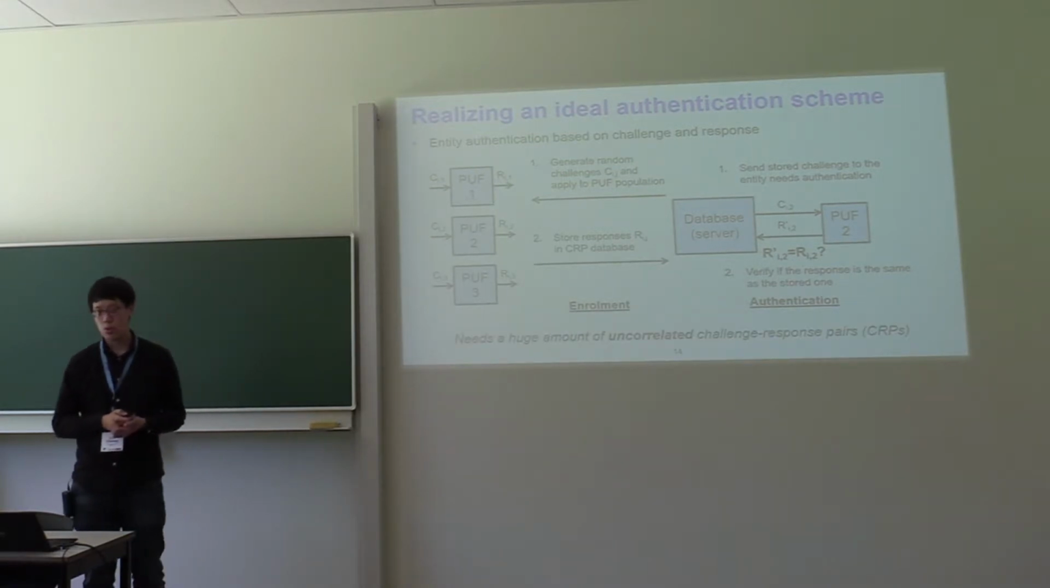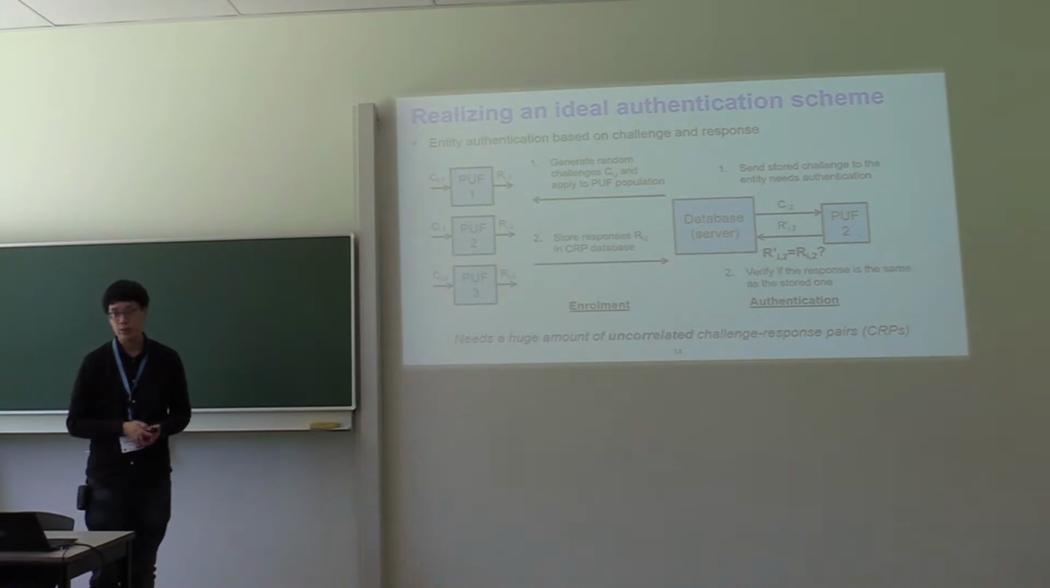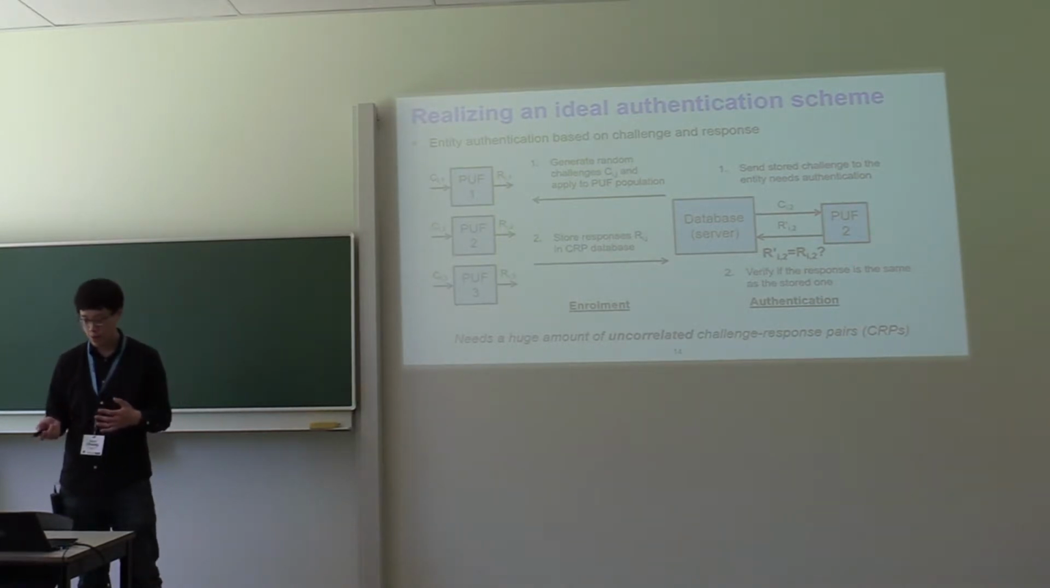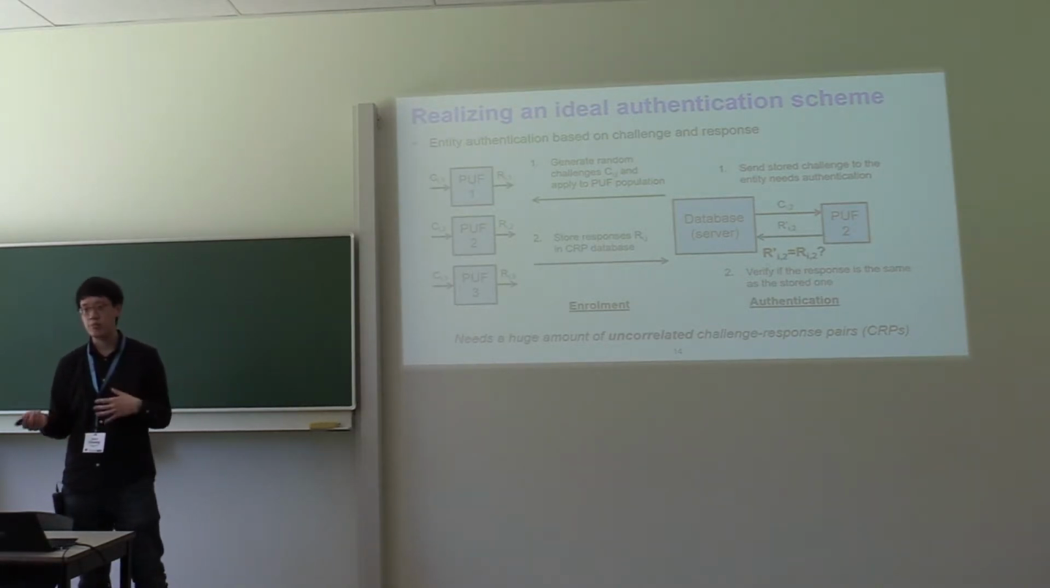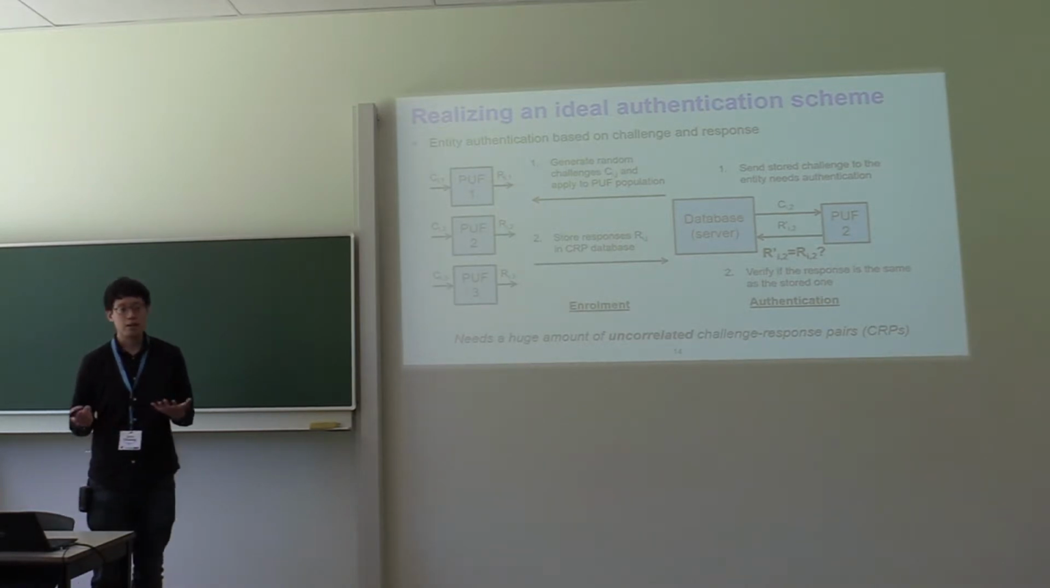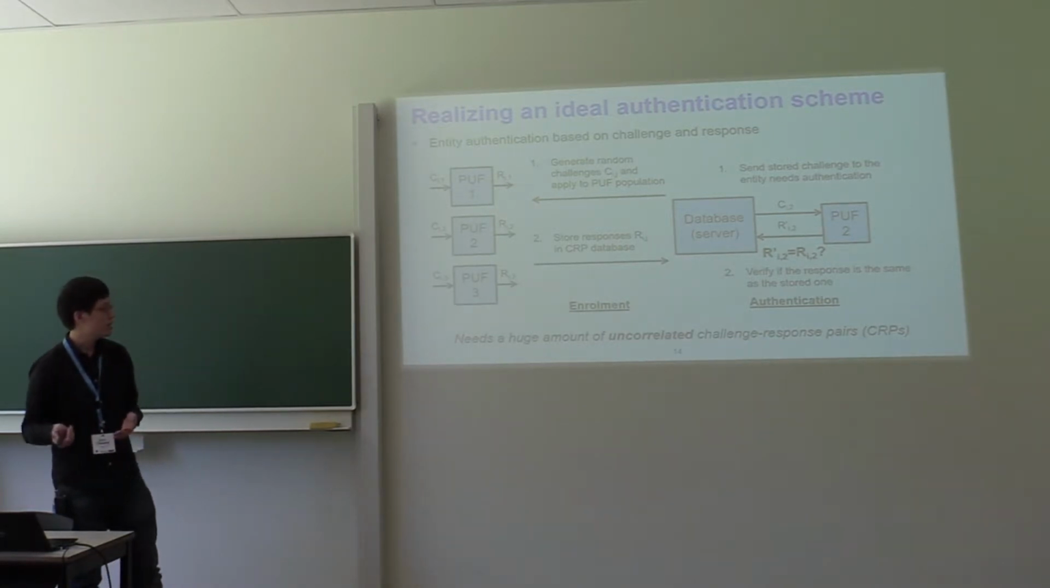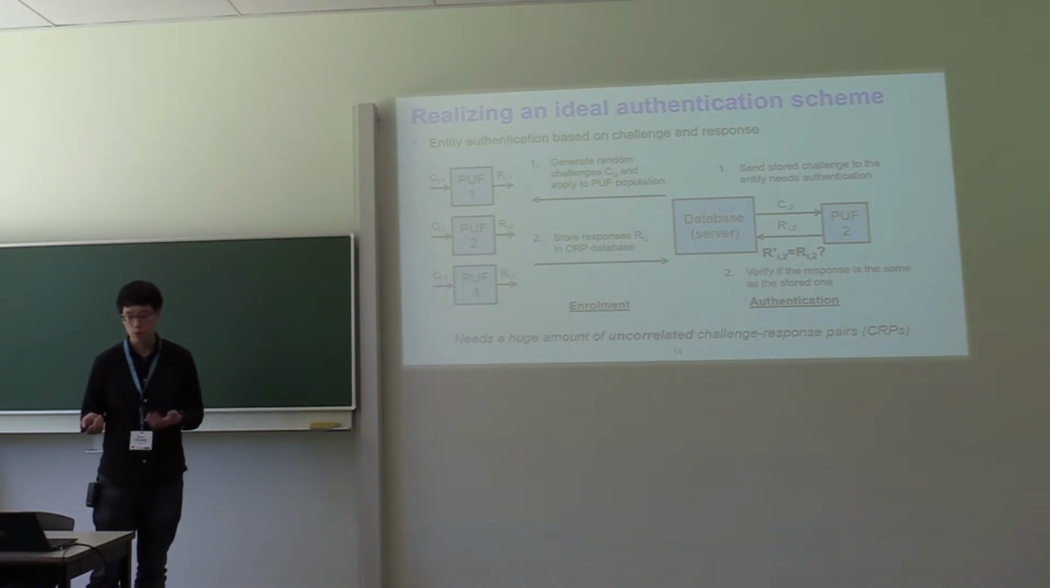What is needed is a huge amount of challenge-response pairs which are uncorrelated. Then you can really use these schemes. But typically it's not that ideal, so I will show an example later of how things can go wrong.